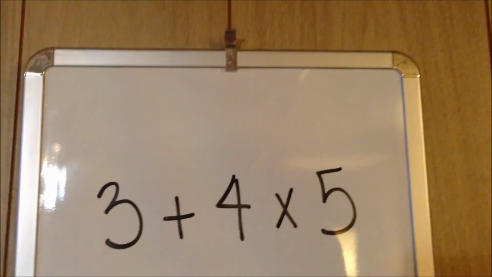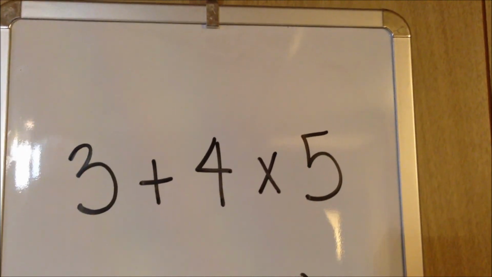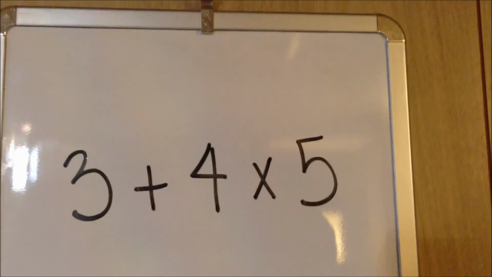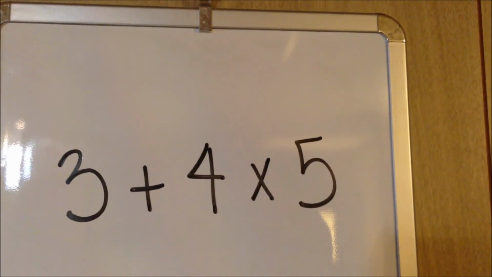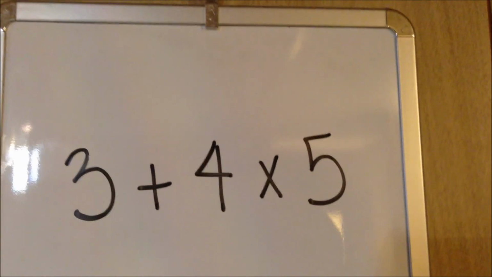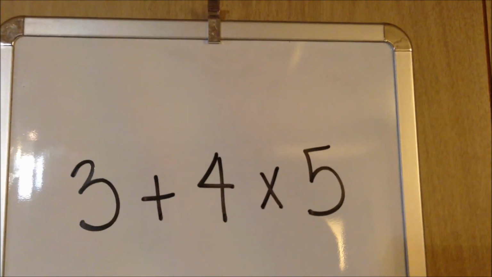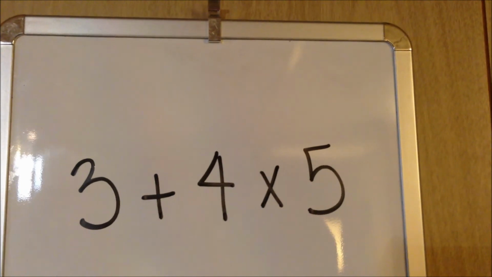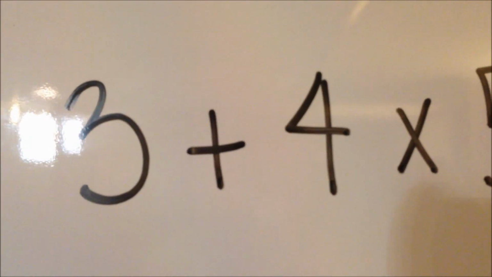Now, if you were to ask somebody to simplify this problem on Facebook, you'd probably get two distinct answers. One of them is probably going to be 23, and the other will be 35. Which one do you think is correct? Only one is possible. Well, according to the order of operations, multiplication comes before addition.